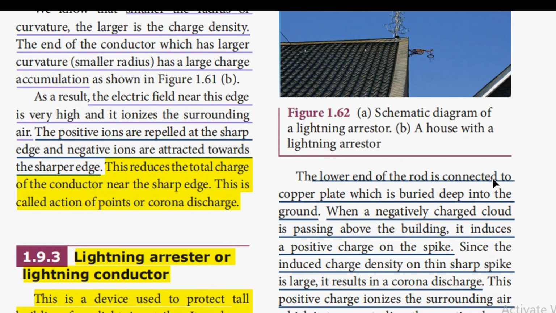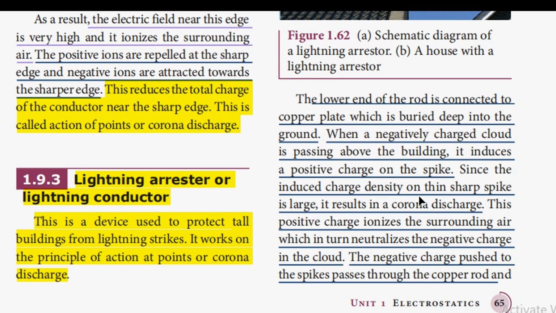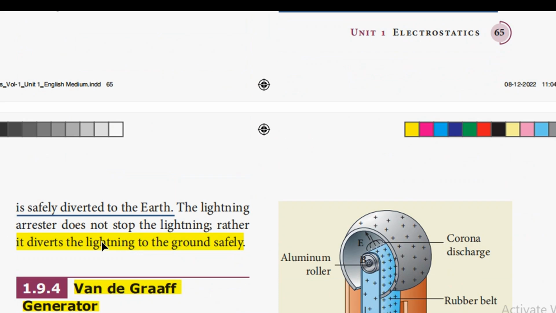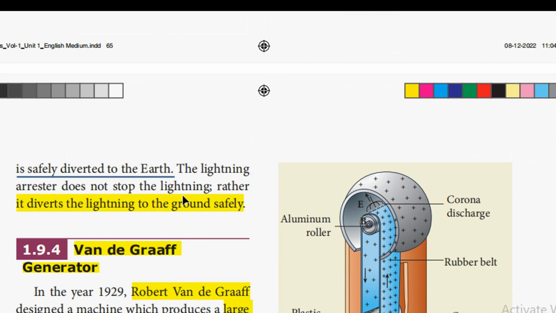The lower end of the rod is connected to a copper plate which is buried deep into the ground, and when a negatively charged cloud is passing above the building, it induces a positive charge on the spike. Since the induced charge density on the thin sharp spike is large, it results in a corona discharge. This positive charge ionizes the surrounding air, which in turn neutralizes the negative charge in the cloud. The negative charge pushed to the spike passes through the copper rod and is safely diverted to the earth. The lightning arrestor does not stop the lightning, but it diverts the lightning to the ground safely.